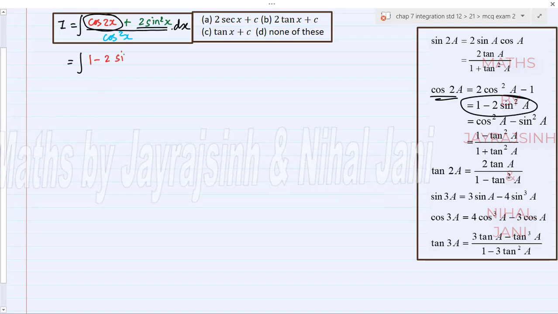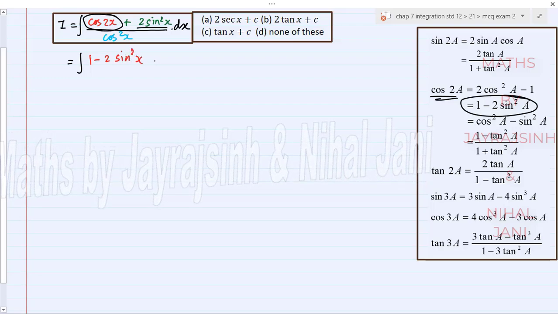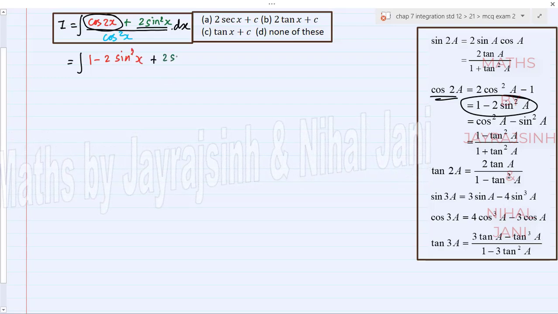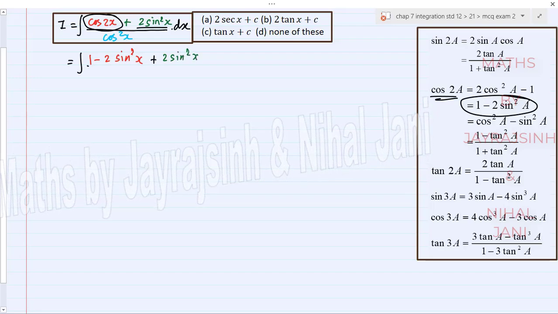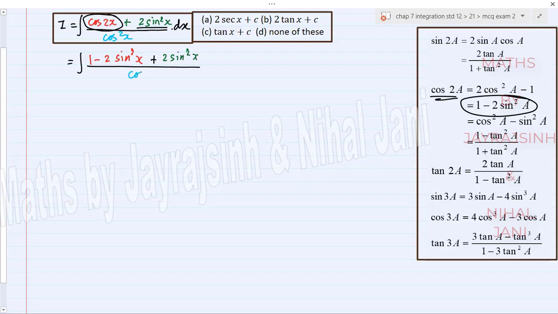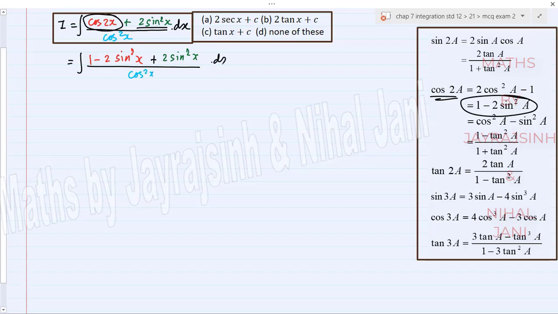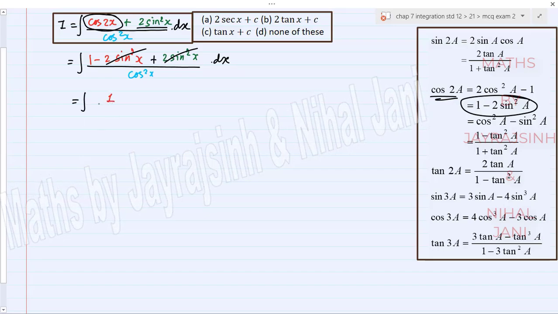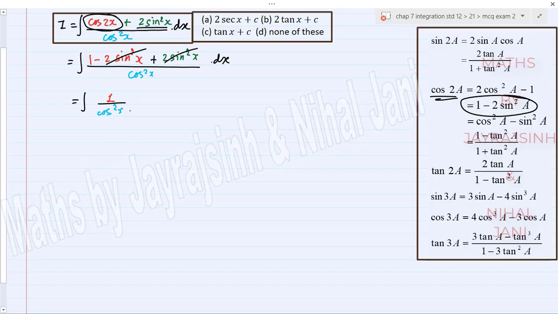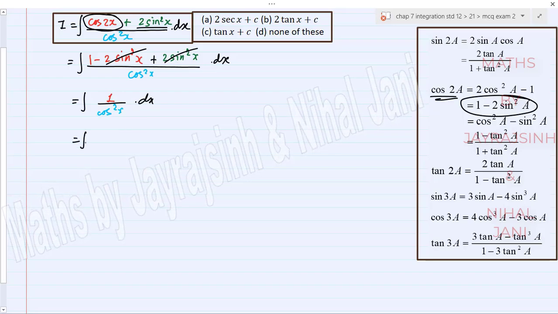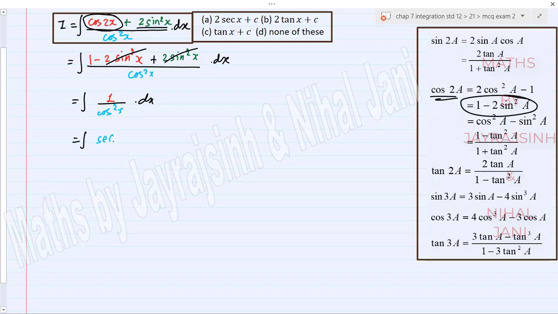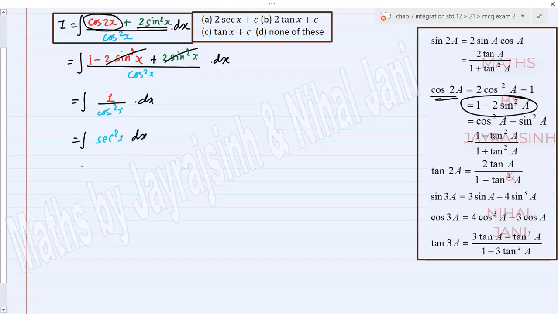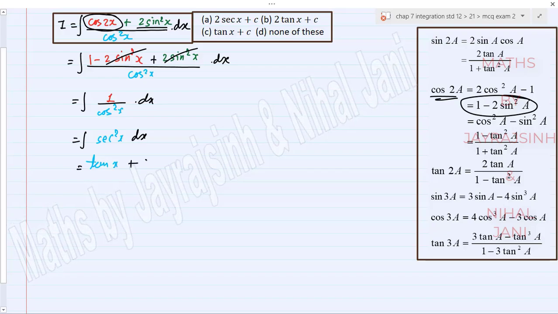So 1 minus 2 sin square x plus this 2 sin square x will be as it is upon cos square x dot dx. So 2 sin square x will cancel out. We just have to integrate 1 upon cos square x, which is basically sec square x. The integration of sec square x will be tan x plus c. Option C. Ta-da!